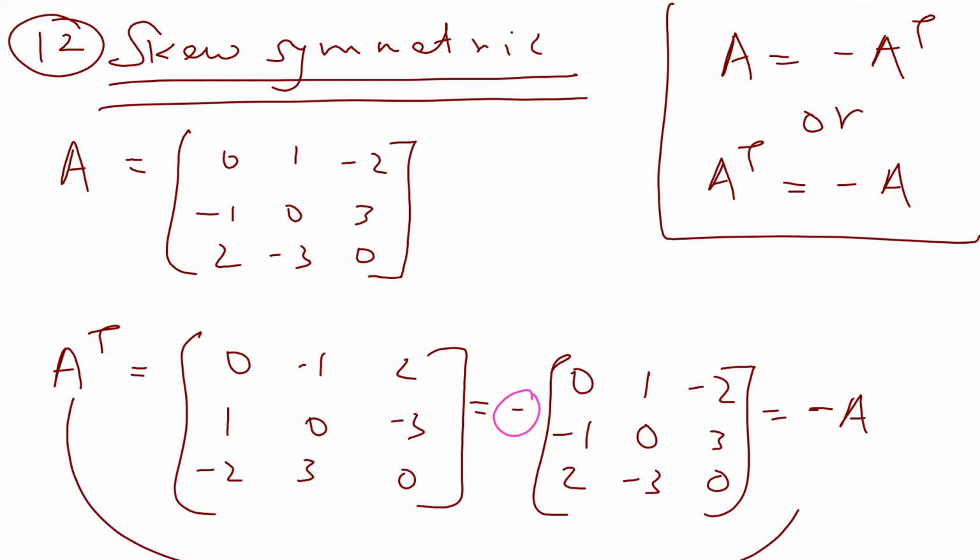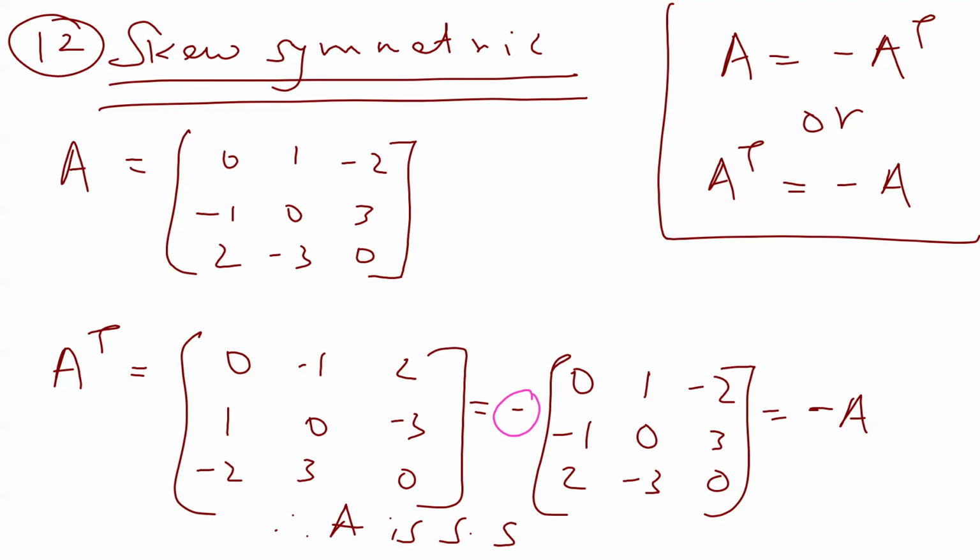So A transpose is equal to negative A. Therefore, A is skew symmetric. So you should know this particular category.